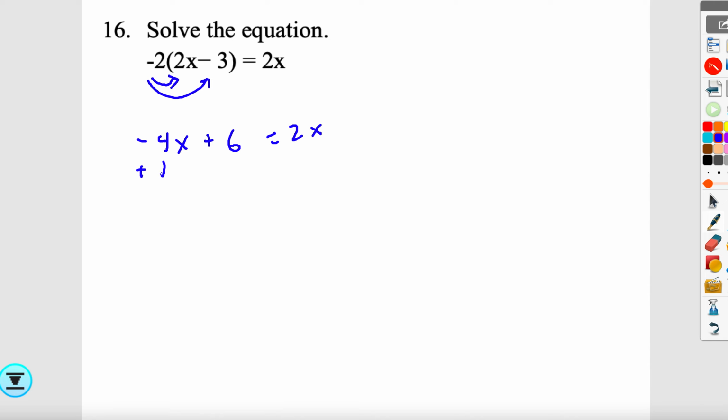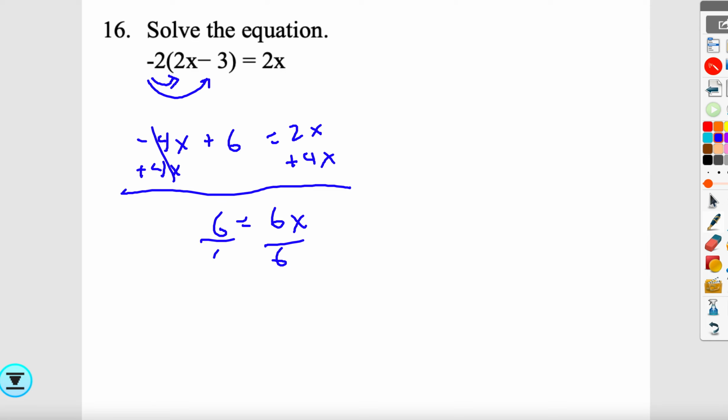I'm going to go ahead and add 4x, because the number's already there with the 6. So I'm going to just move the x over to the right. So now I get 6 equals 6x. Divide both sides by 6. And then I get x equals 1, or 1 equals x, which is the same thing as x equals 1.